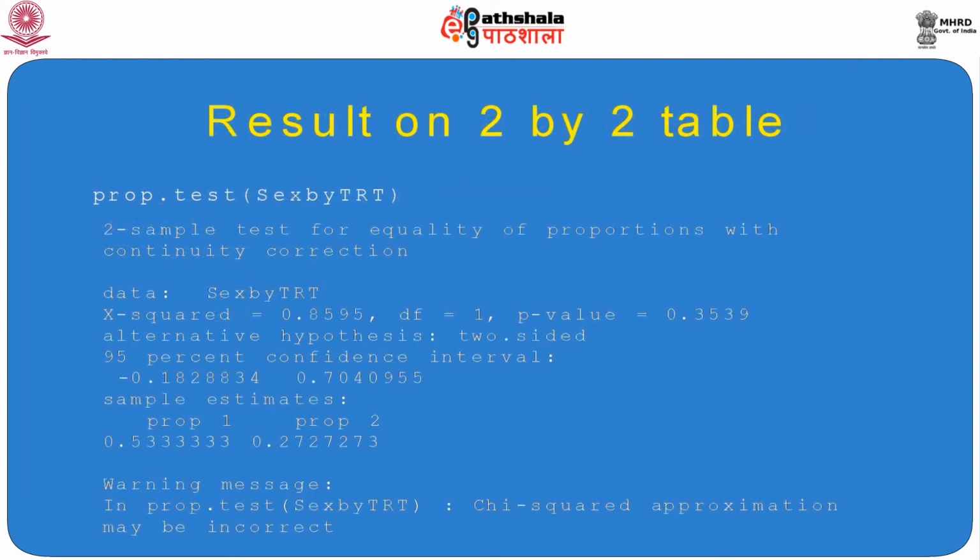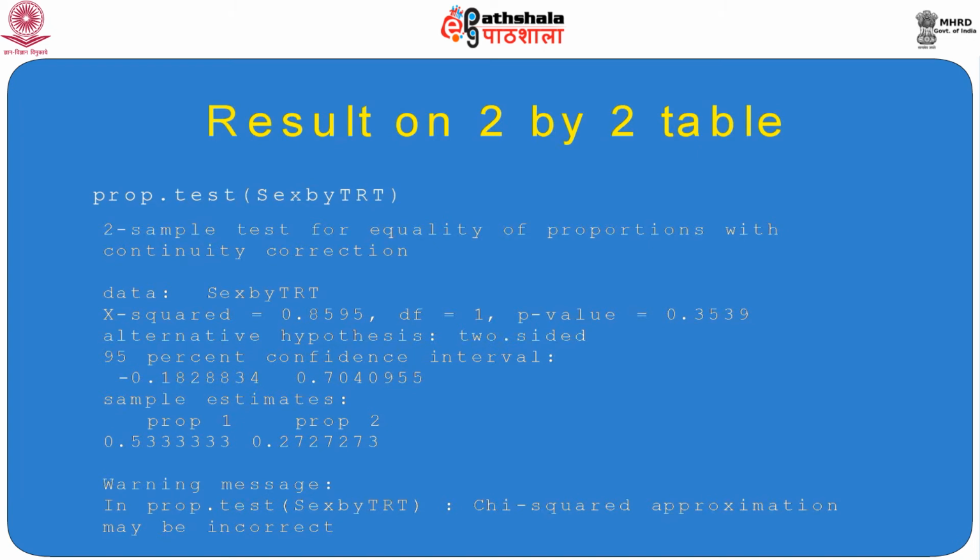Now we will go to the second objective, that is results on the 2x2 table. Here we are using prop.test, which is another way to find out whether the proportion of males treated with the intervention arm is different from the proportion of females treated with the intervention arm. So in addition to chisq.test, we can go for prop.test.